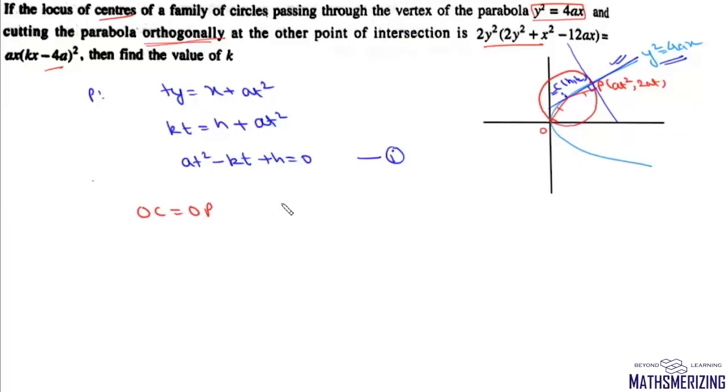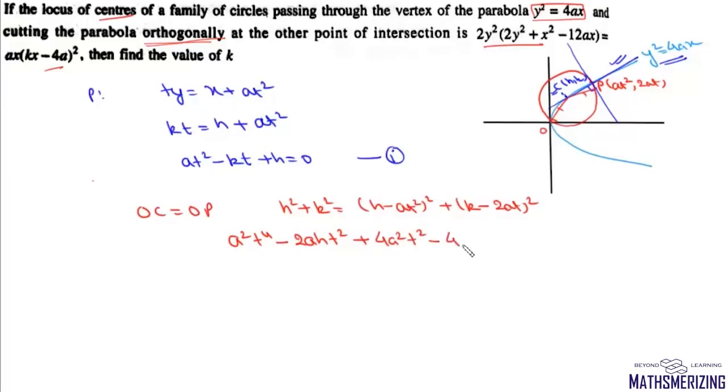Now OC is h square plus k square, and OP will be h minus at square whole square plus k minus 2at square. Now here h square and k square will cancel. So here we'll get a square t to the power 4 minus 2ah t square, and then plus 4a square t square and minus 4a t into k equals 0.